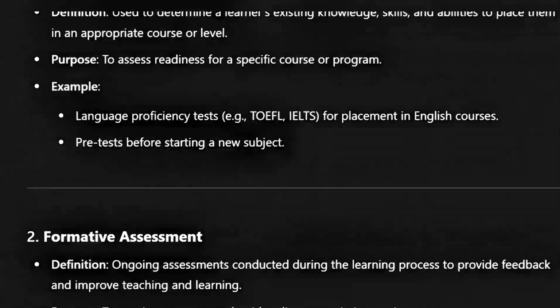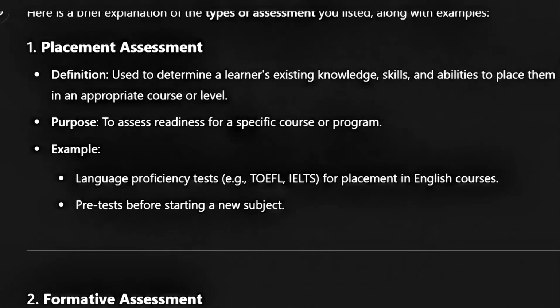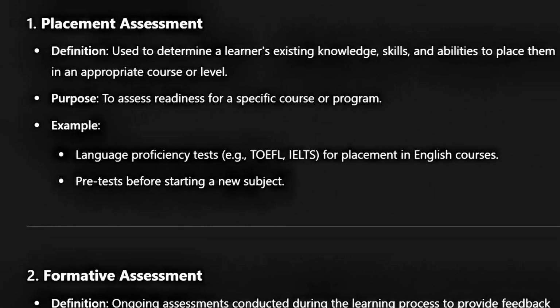Here's a brief explanation of the types of assessment you listed, along with examples. 1. Placement assessment. Definition: used to determine a learner's existing knowledge, skills, and abilities to place them in an appropriate course or level. Purpose: to assess readiness for a specific course or program. Example: language proficiency tests, e.g. TOEFL, IELTS for placement in English courses. Pre-tests before starting a new subject.